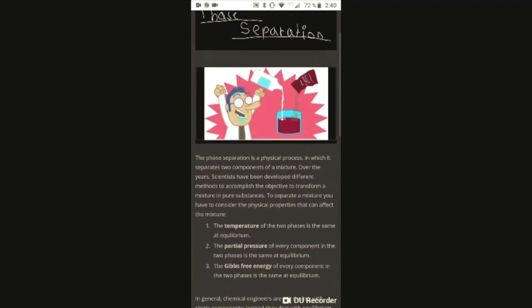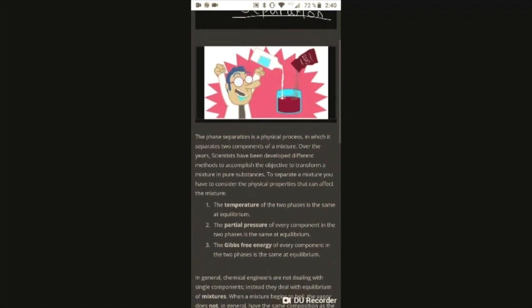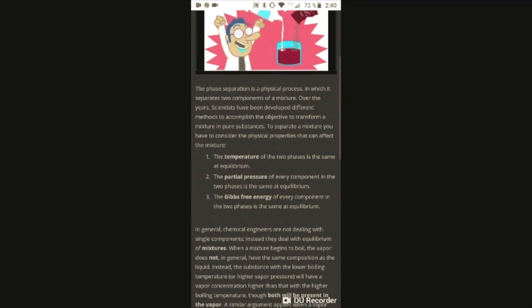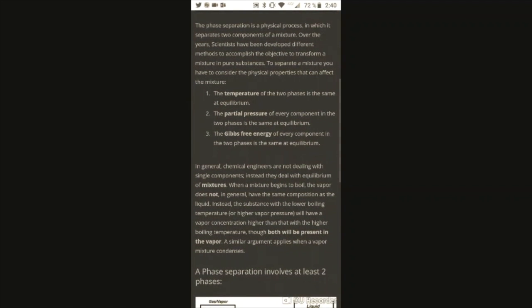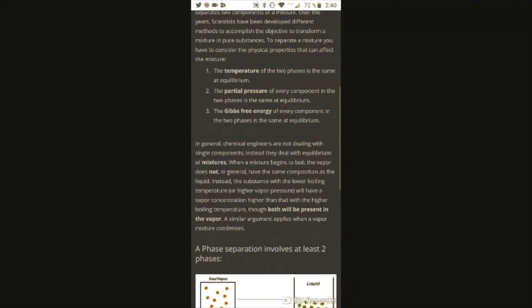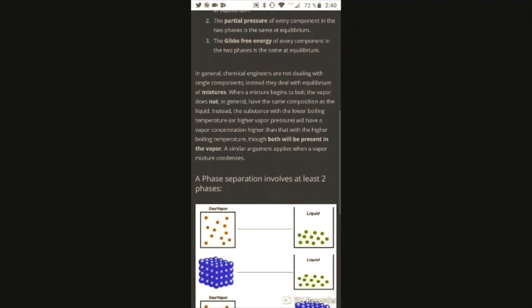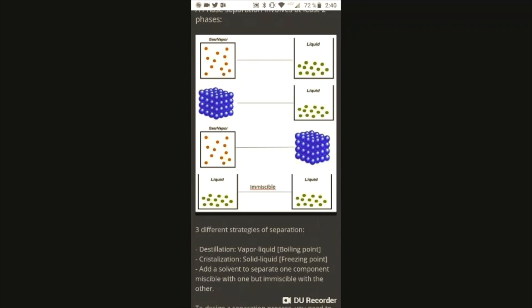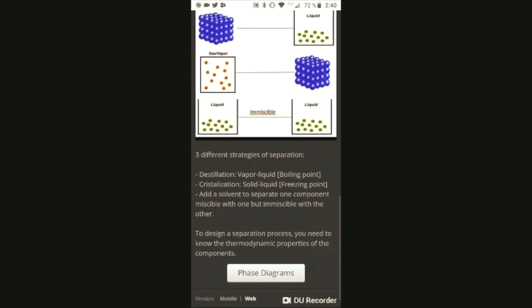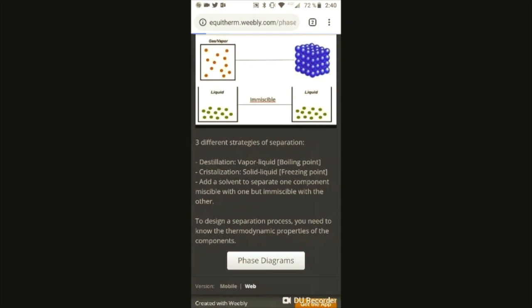For the phase separation tab, we are going to explain how the process has been changing over the years. Next, we will discuss all the properties that can affect the mixture, such as the temperature or the partial pressures. Also, the importance of analyzing in which phases the mixture is going to be for a phase separation, and different strategies to separate it.